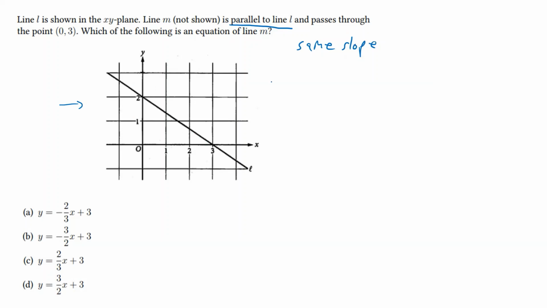We can again use rise over run. Notice that we rise -2, while we run +3. Thus, we have a slope of -2 over 3. Using the power of elimination, we can identify A as the correct answer.